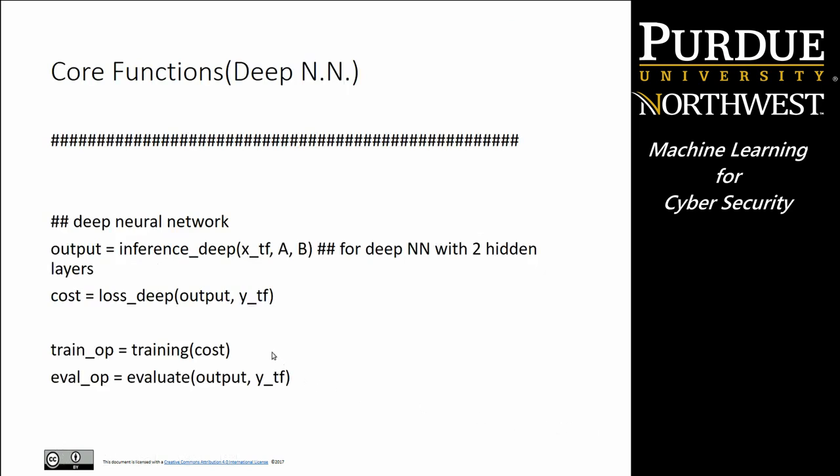Notice it's pretty much the same thing. Still train, still evaluate, except that now, instead of inference and loss, I call the functions inference deep and loss deep. So now I had to create two new functions that capture this idea of the architecture, if you will. So the structure of the core functions does not change. What's going to change is what's inside these functions.